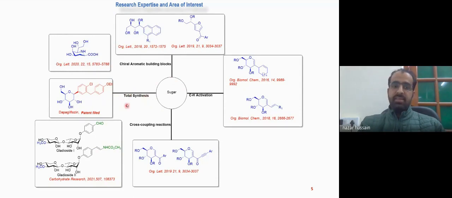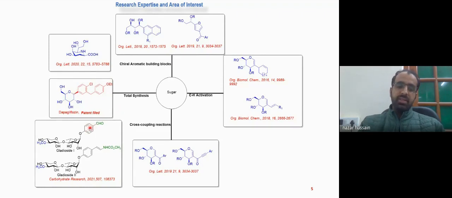We are synthesizing some of the biologically active molecules by utilizing sugars, mostly monosaccharides. And recently, we have synthesized some of the biologically active molecules, like in total synthesis of alpha amino KDO sugars. We have completed the total synthesis of dapagliflozin. This is an SGLT2 inhibitor, and these molecules have been utilized in the treatment of type 2 diabetes.